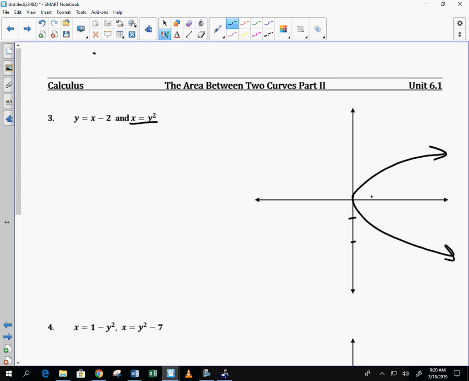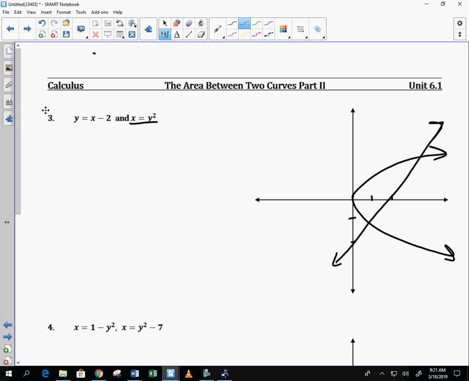It's a basic line. So the question you have to ask is, are you going to draw vertical rectangles or are you going to draw horizontal rectangles? Why are we going to draw horizontal ones?